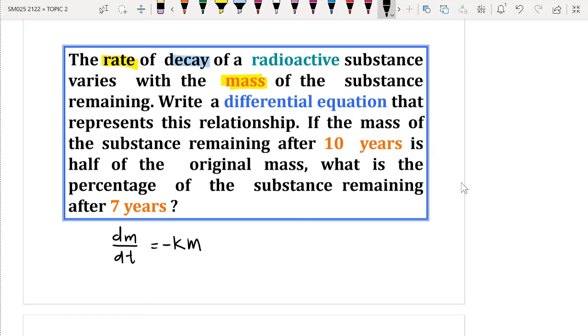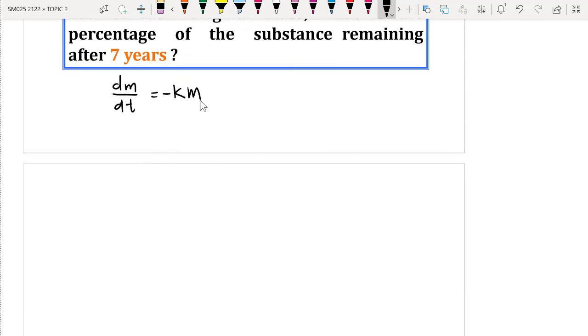So write the differential equation of this relationship. Yes, this is it. Alright, so if the mass of the substance remaining after 10 years is half of its original, what is the percentage of the substance after 7 years? So in order to answer this part, we have to find the mass equation first. So in order to do that, we have to solve this DE first.